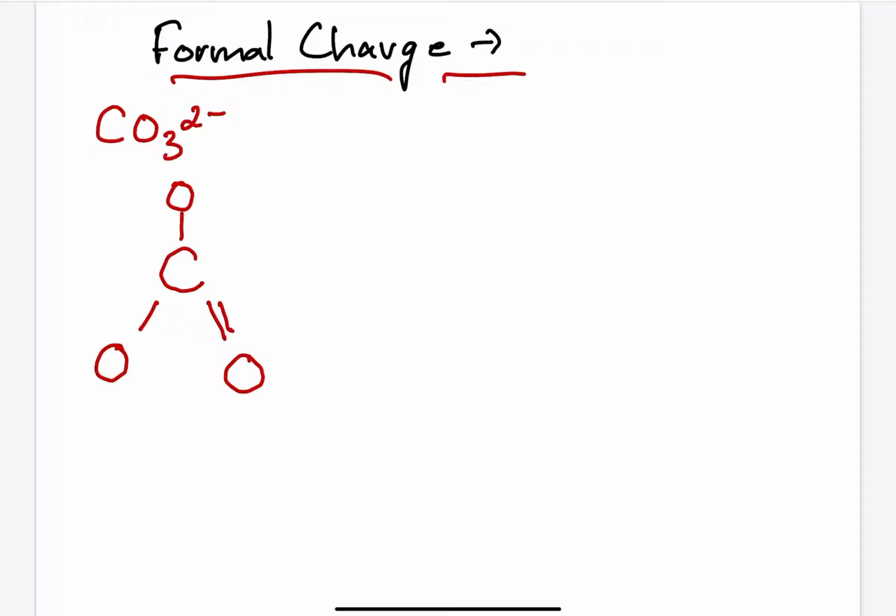Now let's put the electrons: 1, 2, 3, 4, 5, 6. 1, 2, 3, 4, 5, 6. And the double bond will have 1, 2, 3, 4. So now this is the Lewis structure of carbonate. Now let us calculate the formal charge of each atom in the polyatomic ion carbonate. It has an overall charge of 2 negative.